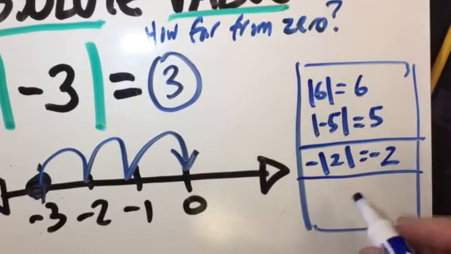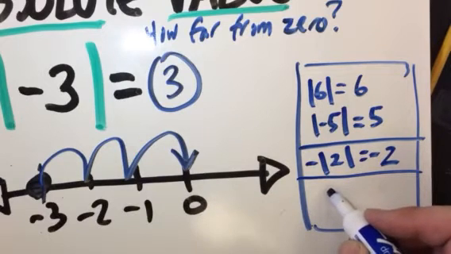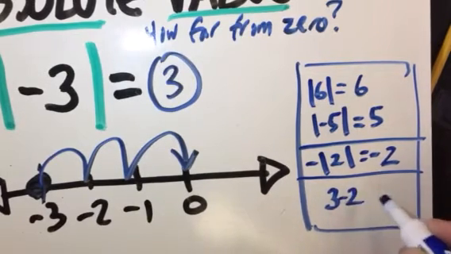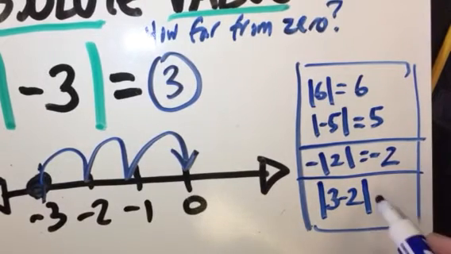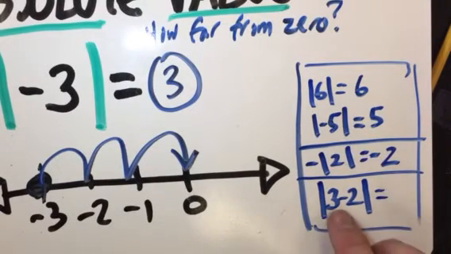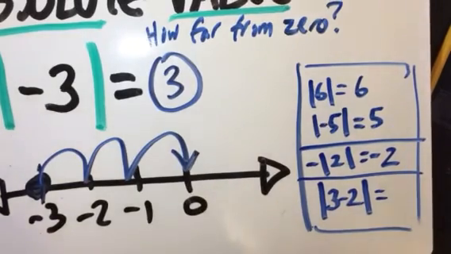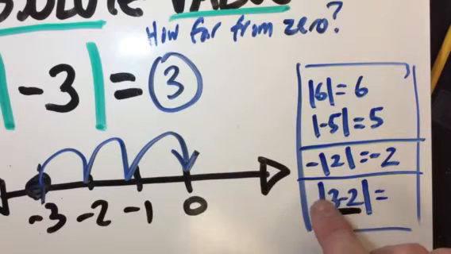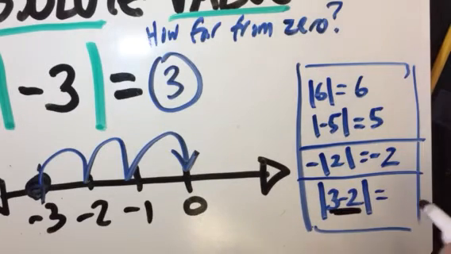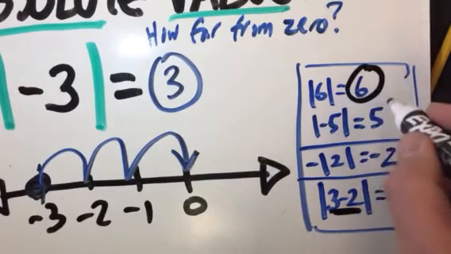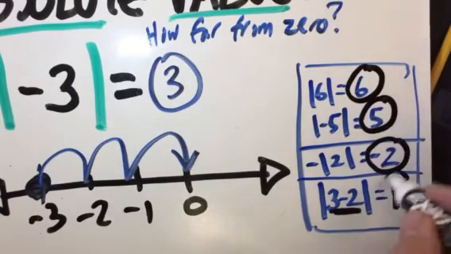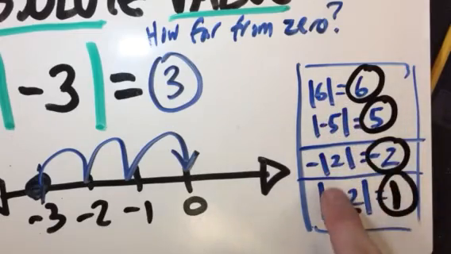What about if they throw this at me? What's 3 minus 2, and what's the absolute value of that expression? Well, let's just see what is 3 minus 2. Let's do this part first. 3 minus 2 is 1. So this is really, what is the absolute value of 1? And it's 1 space from 0. So those are the absolute values of these expressions.